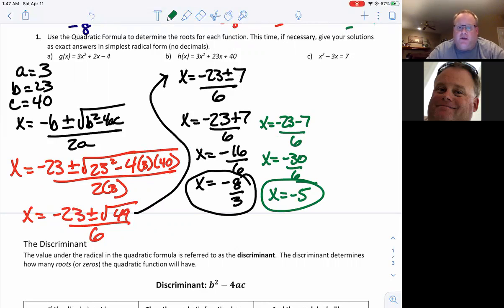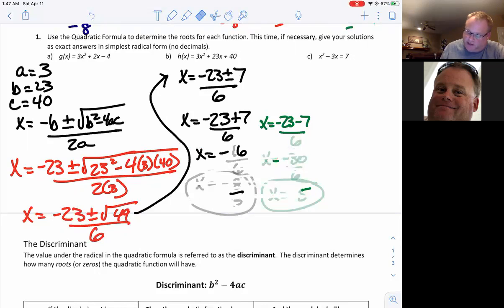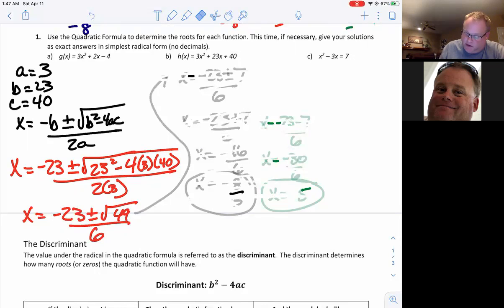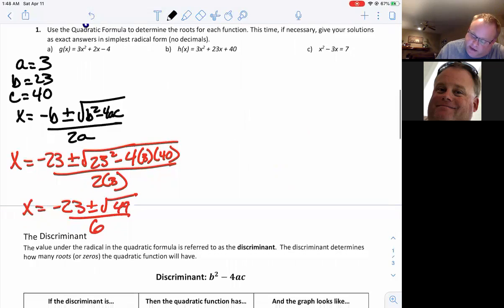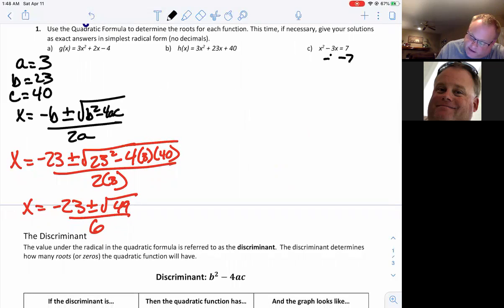Pause if you need. I'm going to start erasing to give myself some room. So I'll let you pause now if you need it, while I erase. Right? So here we go. The first thing I have to do here is move that 7 to the other side. So I need negative 7, negative 7.